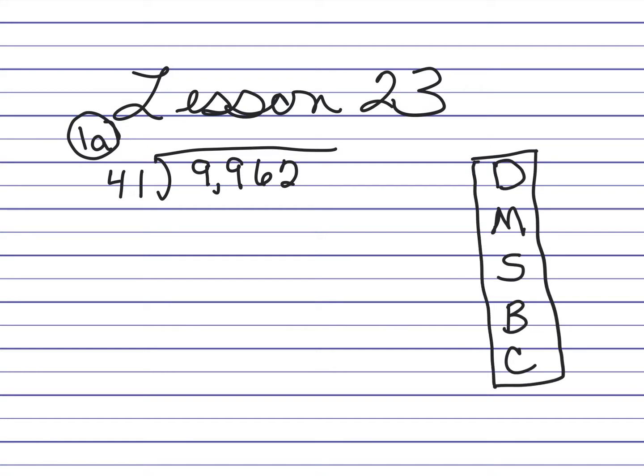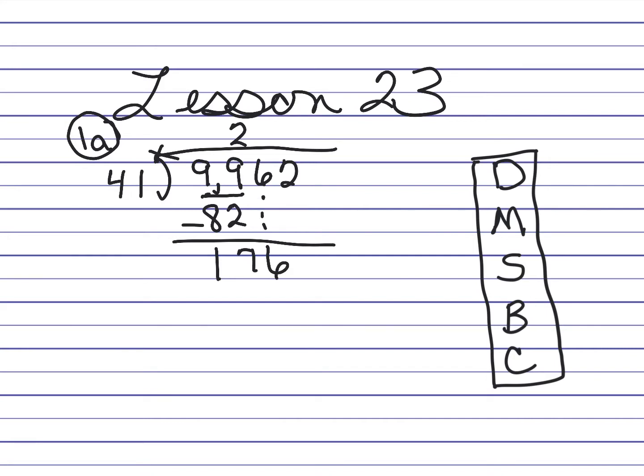So I'm thinking 9, I can't divide that by 41, but 99, I'm thinking, oh, I know that 41 and 41, that would be 82, which is fairly close. So I'm going to put 2. Then I'm going to do my next step. 2 times 41 is 82. I'm going to subtract here, and I get 17. I'm comparing. Oh yeah, I'm going to bring down my 6.